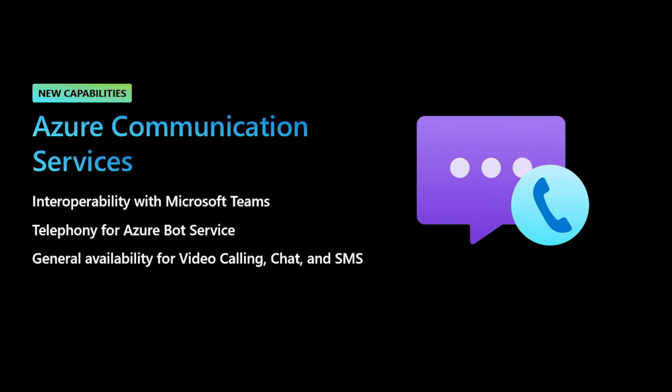First, ACS just previewed interoperability with Microsoft Teams, allowing for communication experiences between users of a custom app or website with users on Microsoft Teams. This will enable businesses to stay more connected with their customers. Next, ACS is powering conversational AI experiences over traditional phone lines with a new telephony channel through Azure Bot Service, also in preview. And lastly, Azure Communication Services will become generally available later this month.